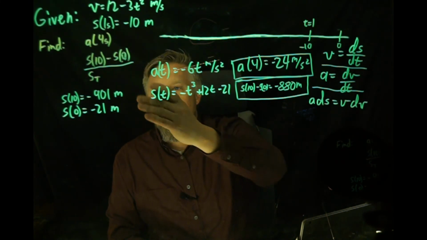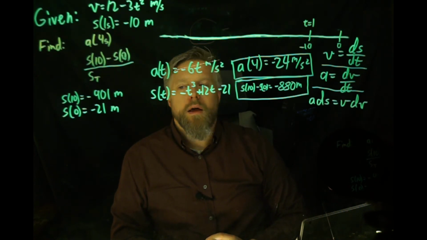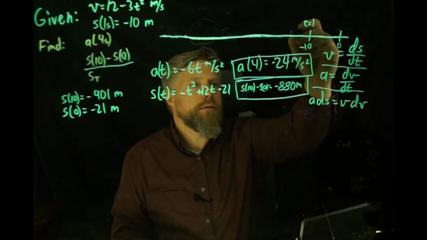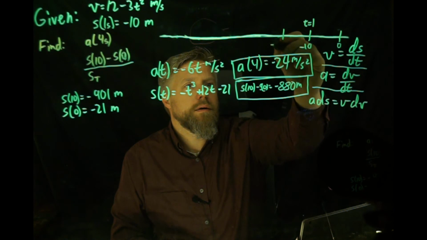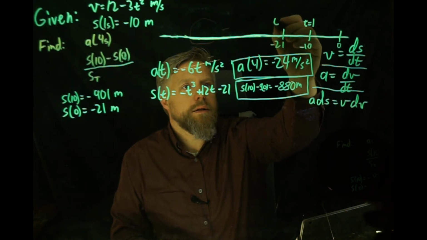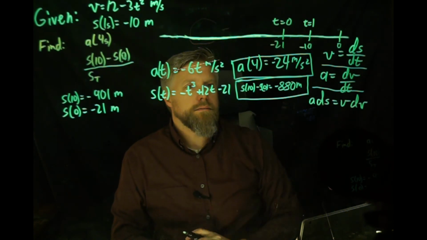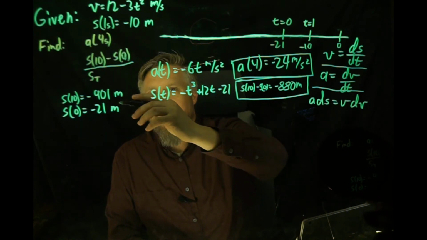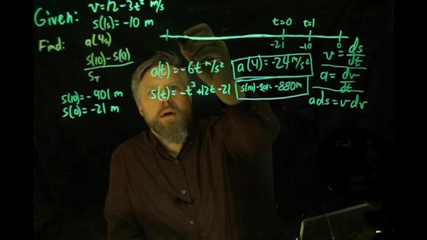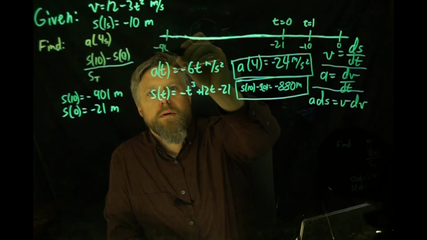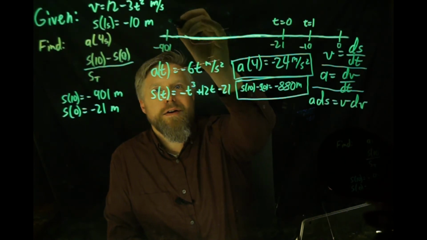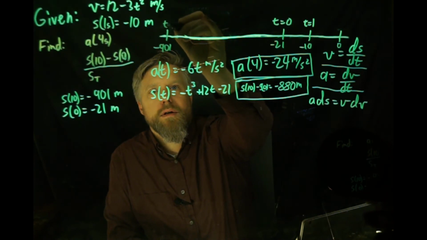And let's put the other two we found too. At t equals 0, I'm at negative 21, which would be somewhere here. And at t equals 10, I'm way down here at negative 901. Yeah, it's not to scale, I know, but that's OK. It's a useful picture.